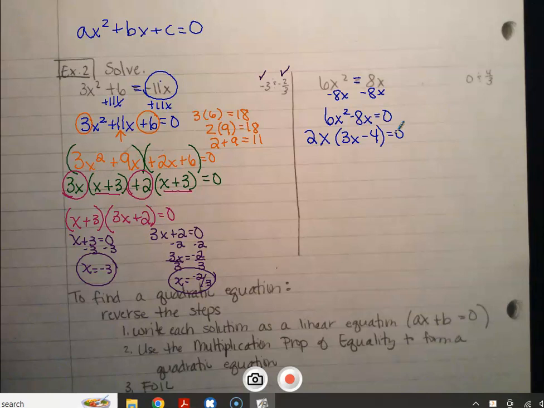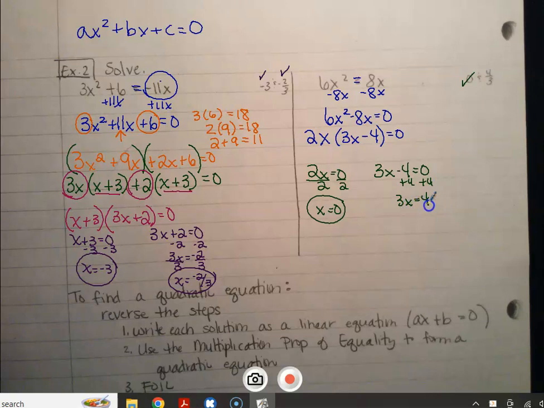If you remember, in those steps on the front side, it said we had to set each part that had a variable in it equal to 0. So we're going to have 2x equals 0, and 3x minus 4 equals 0. For this one we divide by 2, x equals 0. Again, if we look, we've got that one. On the next one, we add 4, so 3x equals 4. Divide by 3. x equals 4 thirds. And that's the other solution there.